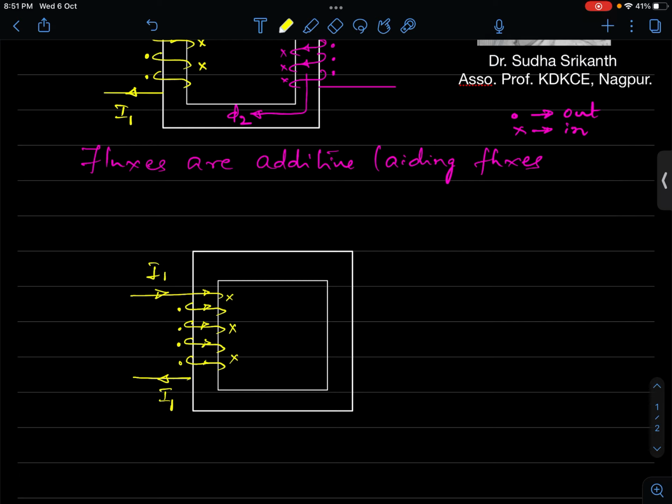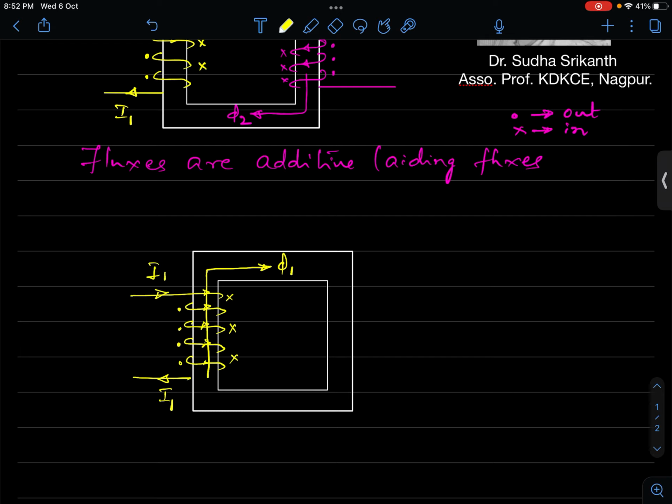If you hold your right hand fingers in such a manner that the fingers curl in the clockwise direction, then the thumb would be pointing upwards. That is your Fleming's right hand rule. So the flux pointing upwards would circulate in this direction. This is clockwise flux.